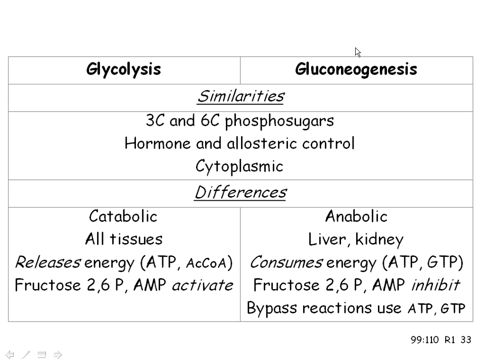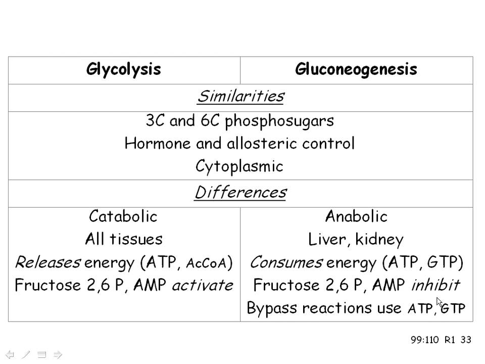By comparison, gluconeogenesis is an anabolic one. It's only going to happen if you've got abundant energy available. Only the liver and the kidney can do it, and it costs energy, both ATP and GTP. Fructose 2,6-bisphosphate inhibits that one because you don't want to be wasting energy at the same time.